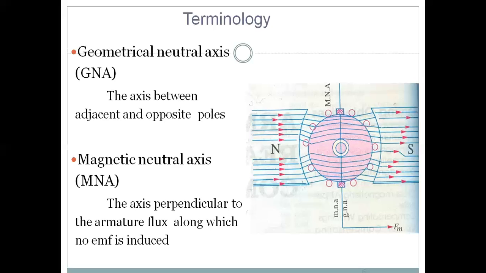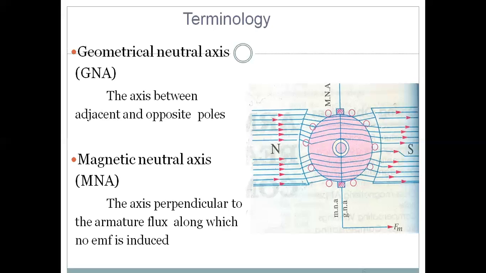Then the MNA is the magnetic neutral axis. The positions where voltage is not induced in the conductors, suppose one conductor is here and the opposite conductor is there, along that axis EMF will not be induced.